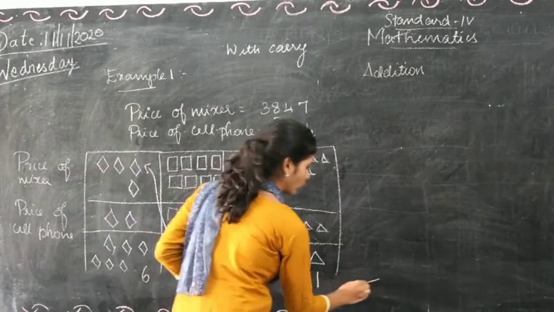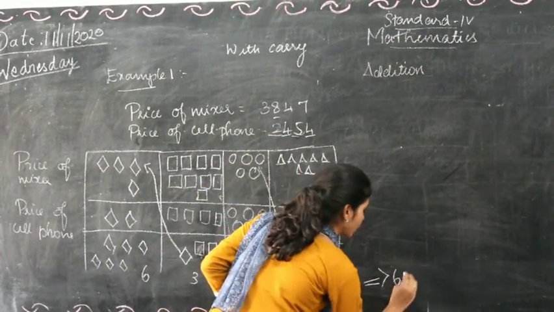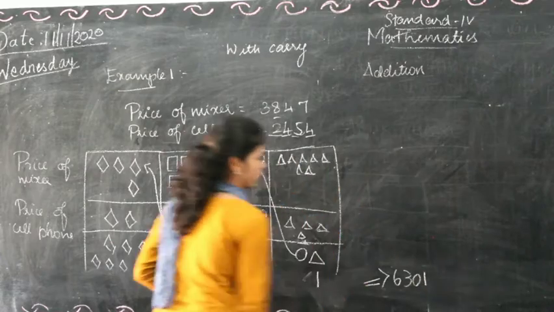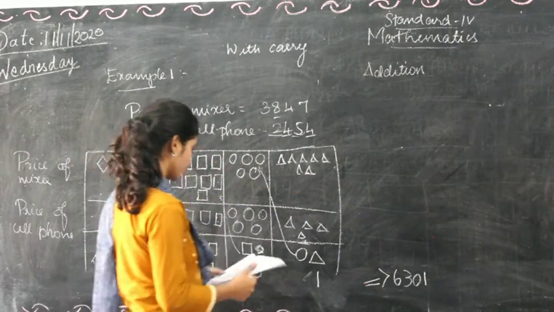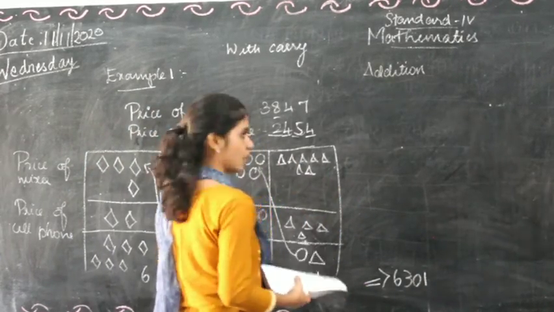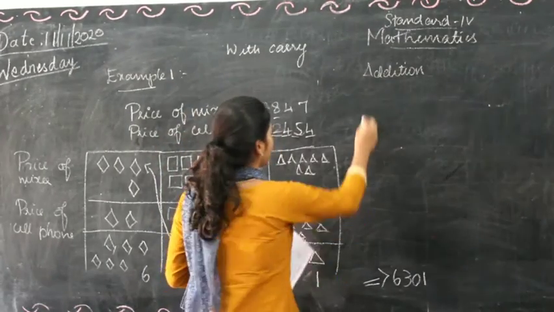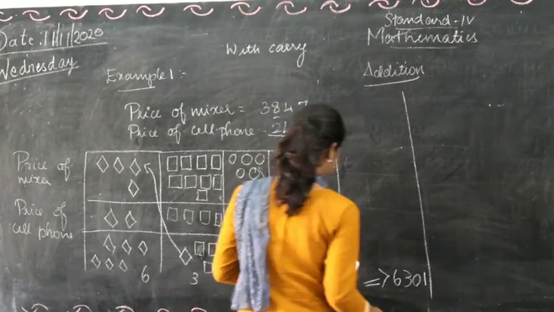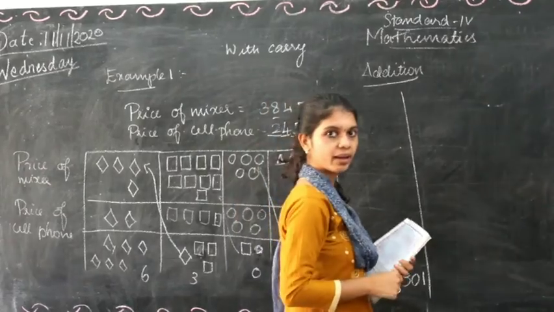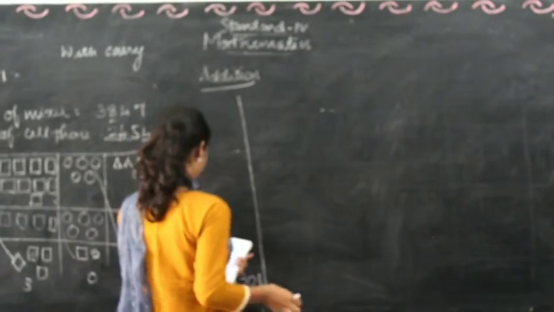So what is the total amount? 6,301 rupees. This is how we should solve 4-digit problems. Now let's solve some more problems.